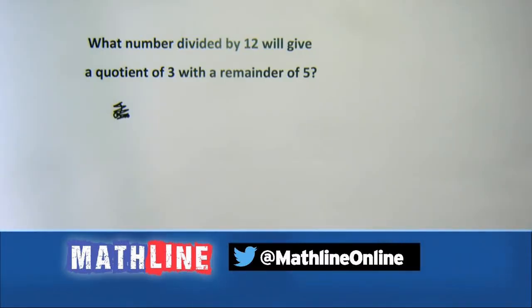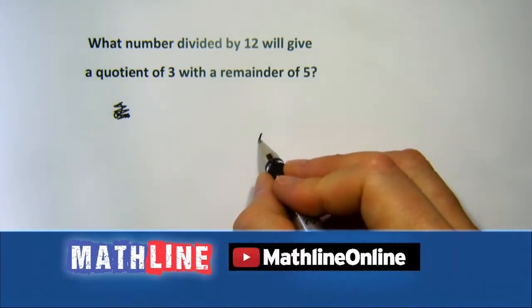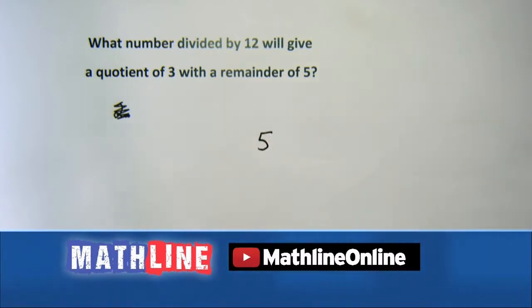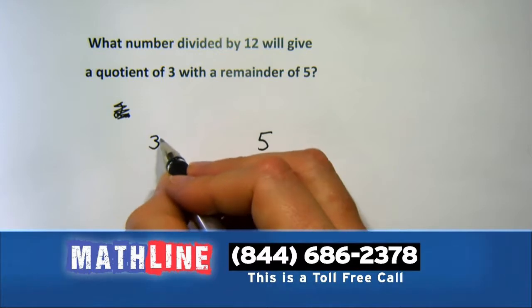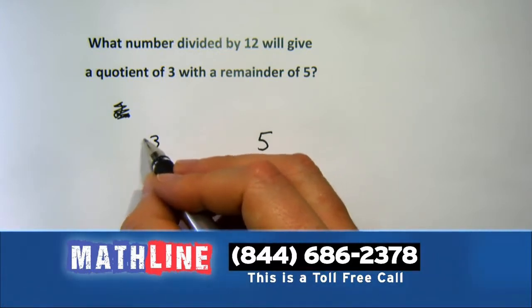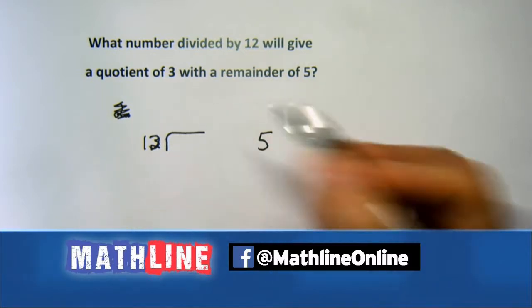Figure it out? Let's go with it. Oh, someone was trying to guess, it looks like. But let's see. What number divided by 3? I'm thinking, what do we end up with? We end up with 5. And then I'm going to just play with some arithmetic. What did we do? We divided 12 into some number.